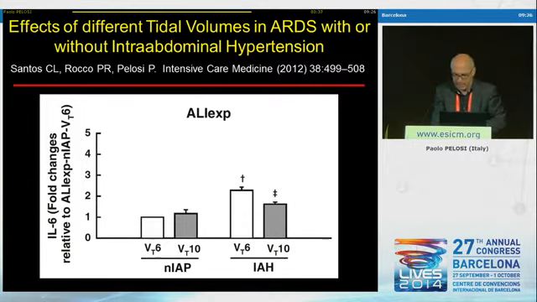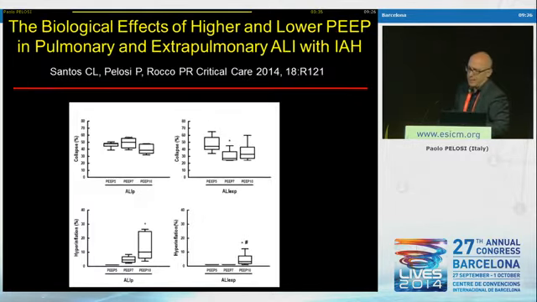atelectasis and further damage. So we did a second study we just recently published, and we looked at the effects only of PEEP with a constant tidal volume. Again, we found here, this is the effect of PEEP on collapse and hyperinflation. What we found is that in the extrapulmonary lung injury model, we found a reduction in collapse when we increased PEEP. This was less evident in pulmonary ARDS. However, in both conditions, we found a high increase in hyperinflation when we increased PEEP.